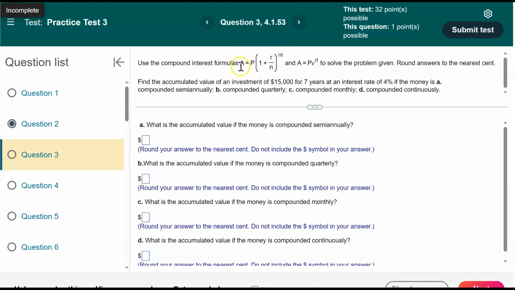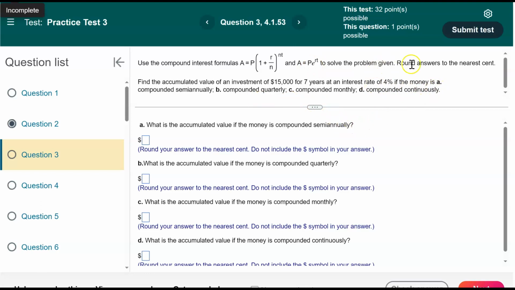Now, this first formula here is the formula that you're going to use if you have compounding interest periodically. So either semi-annually, annually, quarterly, monthly, or daily. This is the formula that you're going to use, so you change the n here. N is the number of compounding periods, t is the number of years, and r is the rate of interest. This other formula is the formula for compounded continuously.